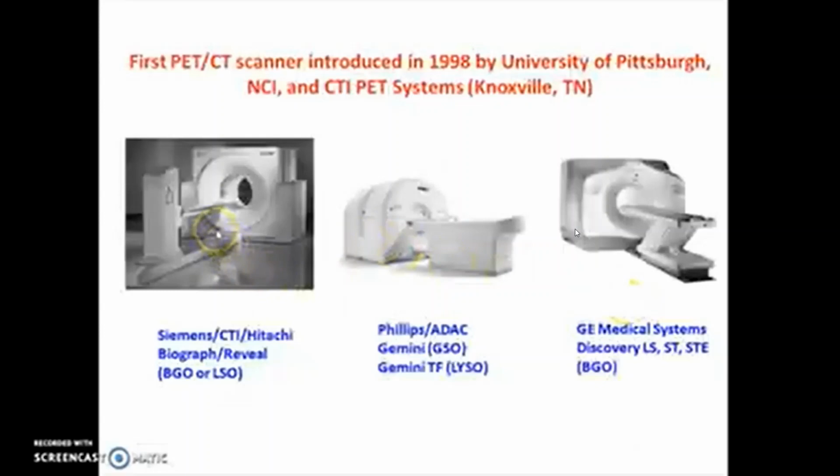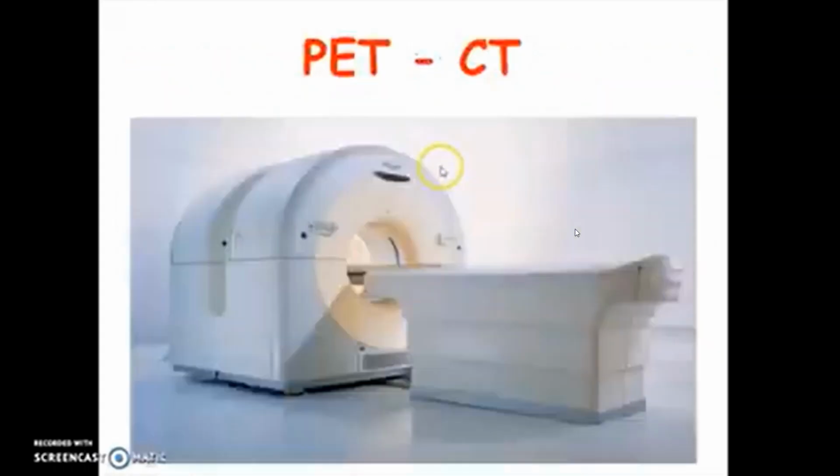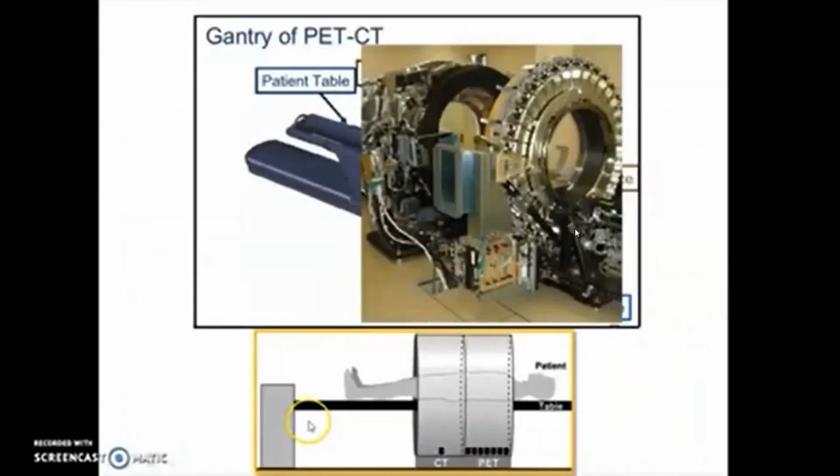These are the various devices from various vendors. This is from Siemens, we call it Biograph. This is from Philips, we call it Gemini. And this is from GE Medical Systems, we call it Discovery. When you look at the device, can you see it's a two gantry? The first one is the CT scan, the one behind, the posterior one, is called PET. Combinedly we call it a PET-CT device.